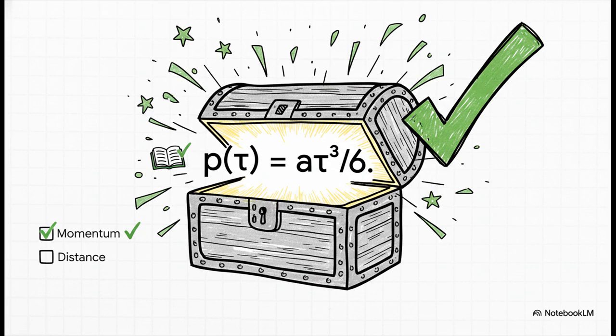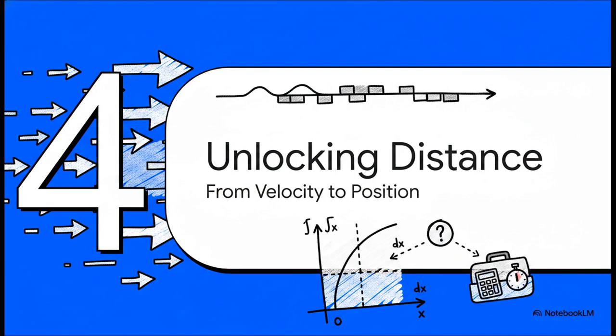And boom, there you have it, the solution to part A. The final momentum is a tau cubed over 6. And yep, that matches the answer key in Irodov exactly. Part 1 is down. All right, on to section 4.